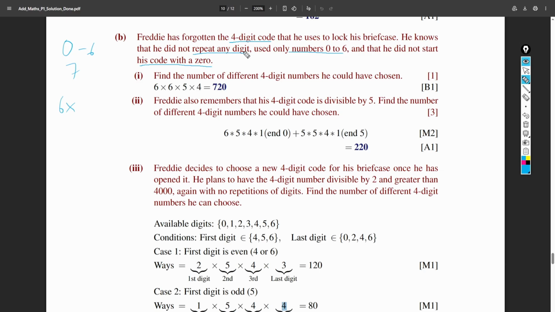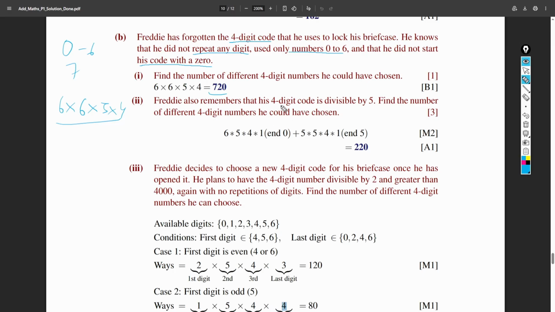And since no digit repeats, among the 7 we already chose one number, so we're left with only 6 options remaining, because this can be 0 again, so that option is added back. And now we have 5 options, 2 options gone, and then 4. So it's a 4-digit number, right? So this is all. We just multiply and get 720.